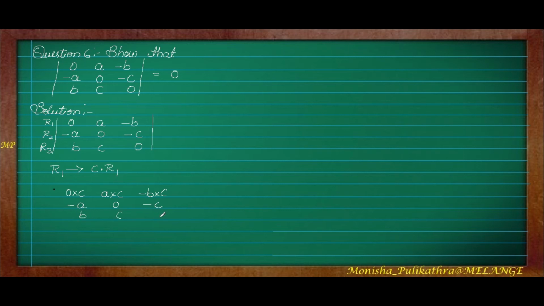Second and third rows you have to write as they are, without any interchanging, because I have changed only R1 to C R1. Each and every element of R1 you have to multiply by C: 0 into C, A into C, minus B into C, and the rest of the elements you write as they are. 0 into any number will be 0 itself, A into C is AC, minus B into C is minus BC, and the rest again written as it is: minus A, 0, minus C, B, C and 0. So this was the first step I have done.